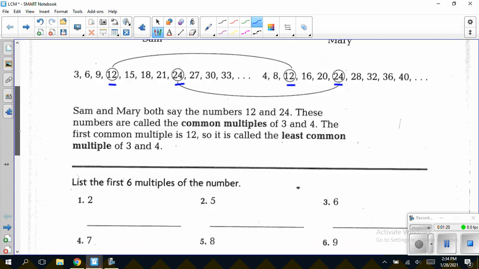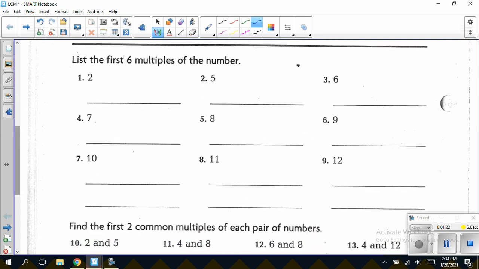So just to practice finding multiples, it is best if you have a piece of paper and list these with me, because you may be able to use some of these lists when you go to do your homework tonight. So for all of these examples, we are going to be listing the first 6 multiples of that number. So that means we are going to count by that number for the first 6 numbers. So for number 1, we are going to be counting by 2s. So we have 2, 4, 6, 8, 10, 12. That is our first 6 numbers when we count by 2s.